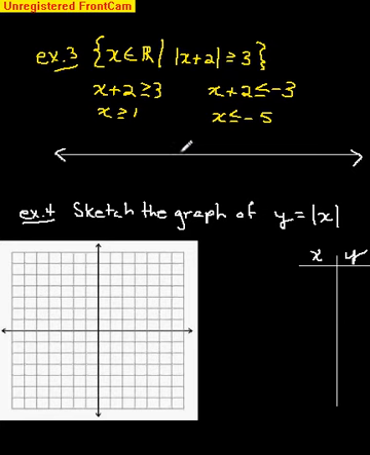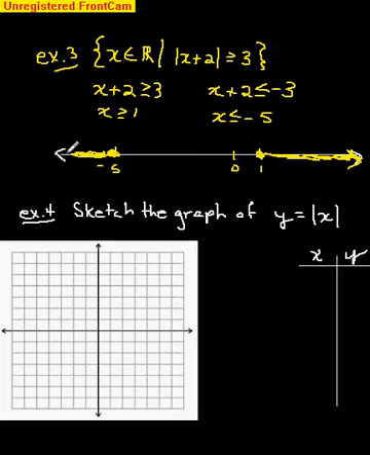So we put our numbers on here. We have our negative 5 and our 0 and our 1. So it's greater than or equal to 1. So we fill in the 1. It's greater than 1. That's that. And it's less than or equal to negative 5.